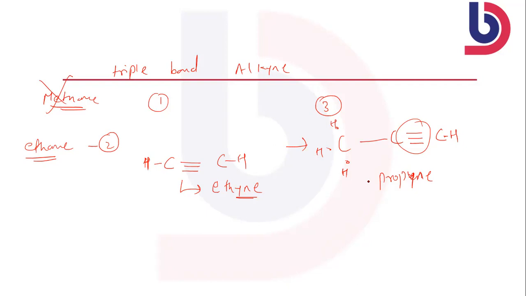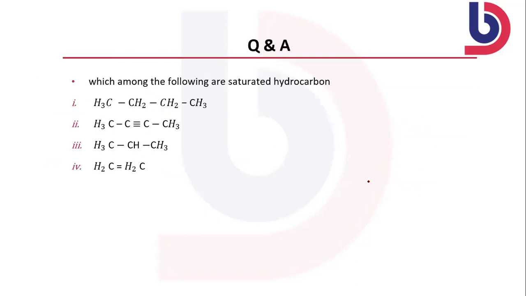Now let us understand the new concept. Oh, before that you have one question. Which of the following are saturated hydrocarbons? These are the four options. You have to find out which one is saturated. First, let us eliminate the unsaturated ones. A triple bond and a double bond are unsaturated. So you can eliminate these two, the second and third. Now you have only two choices.